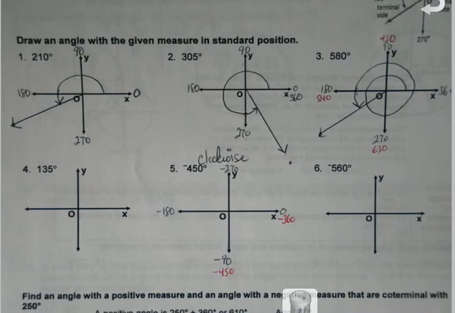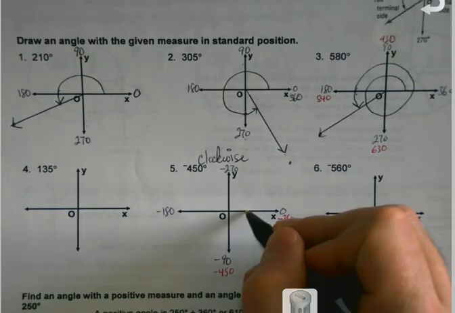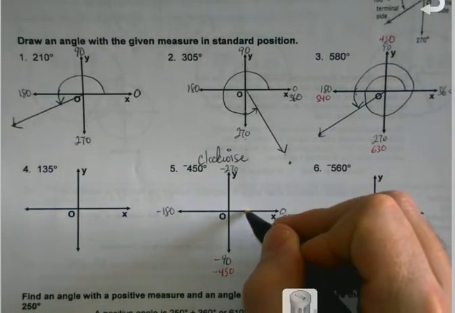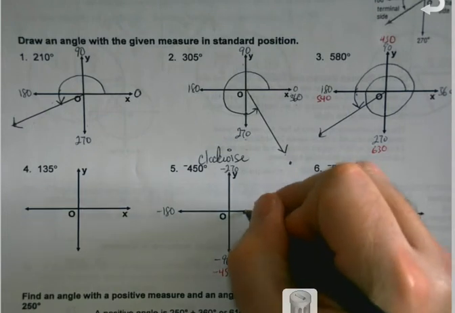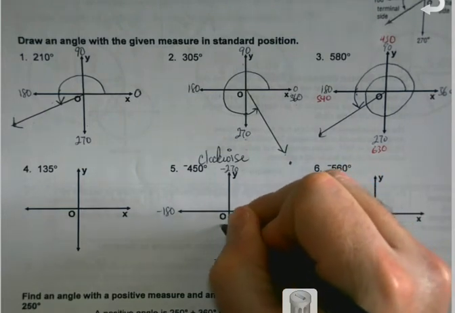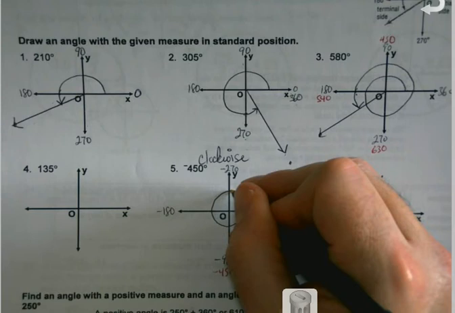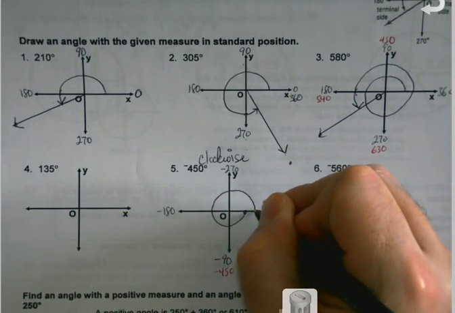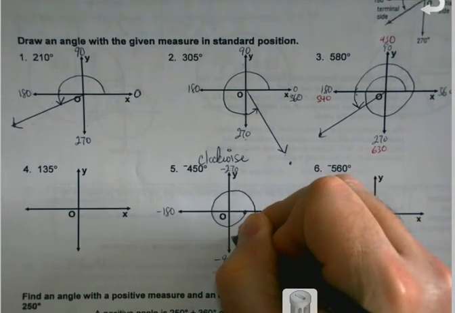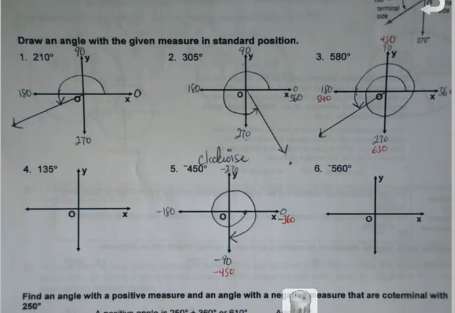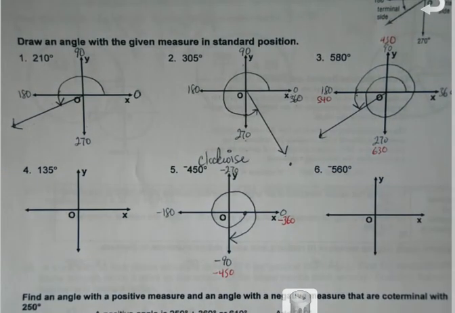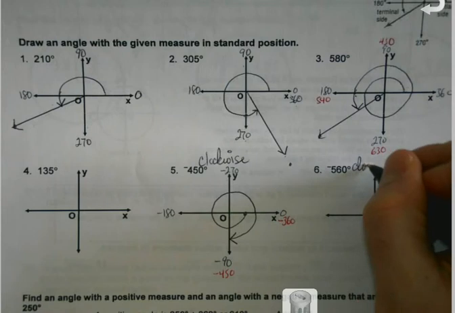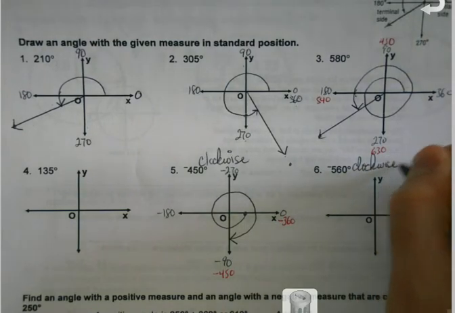I'm still going to start my same initial side, the positive side of the x-axis. So now we're just going to go clockwise. So negative 90, negative 180, negative 270, negative 360. Hey, this one's going to end in an axis. Negative 450. That can happen. If it ends in an axis, we'll just use the axis as our ray. And I'm good to go. So as long as I can keep reminding myself, if it's negative, I'm going to do that.